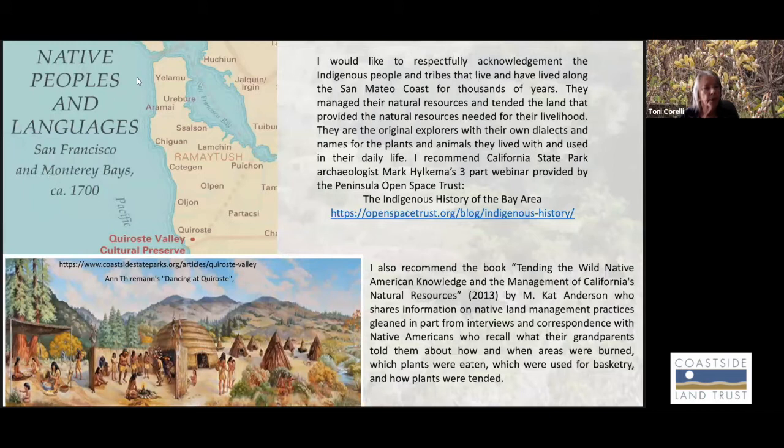This map shows the native peoples that lived all along the San Mateo Coast. And this painting by Anne Thierman, Dancing at the Curiosity, shows how they lived in their villages with this amazing waterway right next, going by their village.